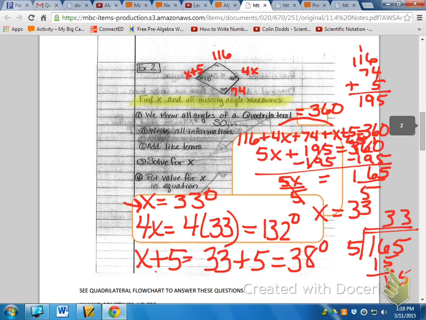Tomorrow it will be worth 3 points for that problem: 1 point for the x, and 1 point for each of these missing angle measures. So you'll have to find them all.